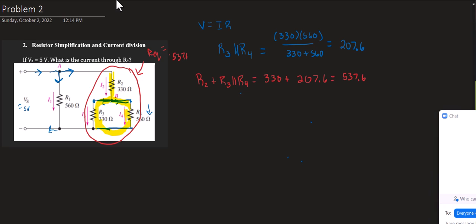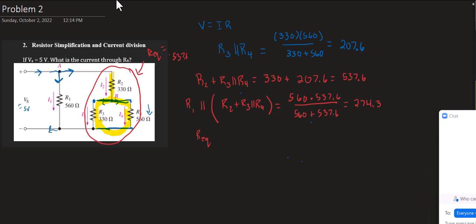So now that is in parallel with R1. So now we have R1 in parallel with this whole thing. And we'll do product over sum. And I get 274.3. Okay, so that's now the equivalent resistance of the entire circuit. So that's REQ.